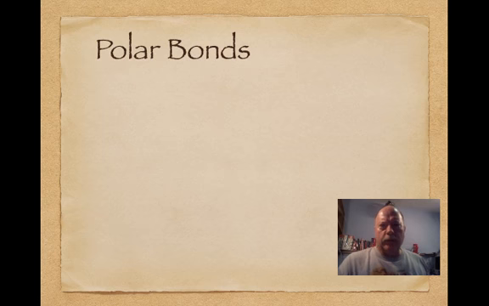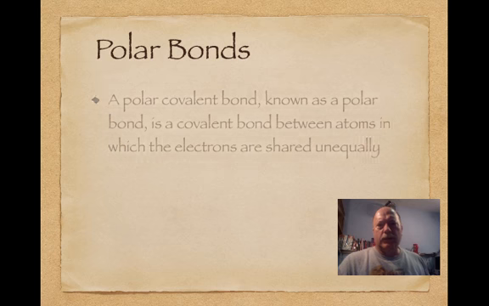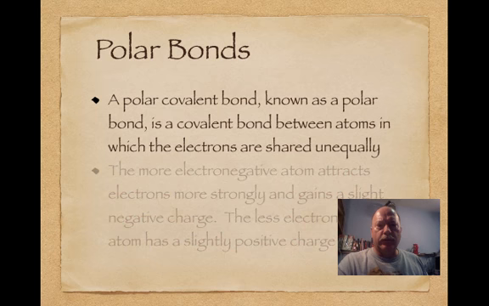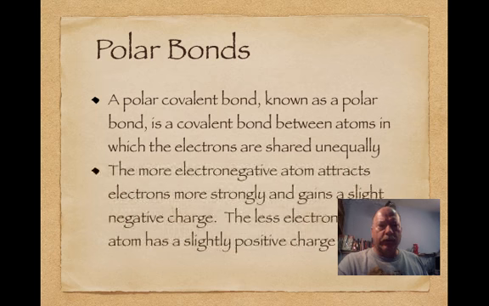In other molecules, in other bonds, they're not shared evenly. And when that happens, you get a polar covalent bond. That's where one atom is more electronegative. It's going to pull the electron in more than the other one, and then you get a slight charge.